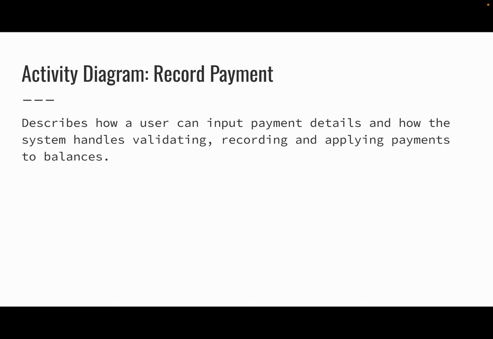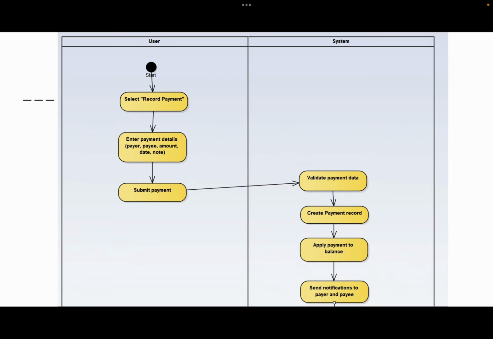So if we take a look at that, this is the diagram similar to the ones before. You start off with the user and they choose to record a payment. After that, they're able to enter the payment details. So the payer, meaning who's paying, the payee, so who's getting the money, the amount of money, the date, so when this transaction is being held, and any note. Then they have the option of submitting the payment, which is obviously essential in order to really confirm that you are recording a payment.